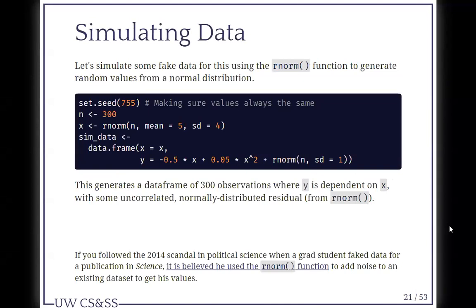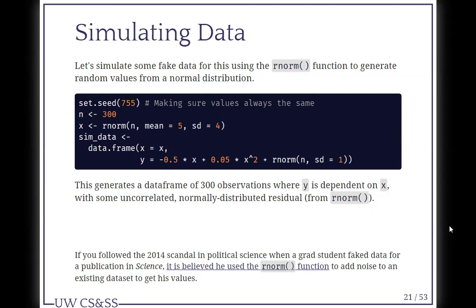So first, I'm going to simulate some fake data. For this, I'm using the rnorm function to generate random values from a normal distribution. You might recall that I said the runif function does this. That was incorrect. I forgot that the uniform distribution is different than the normal distribution. Bad me.